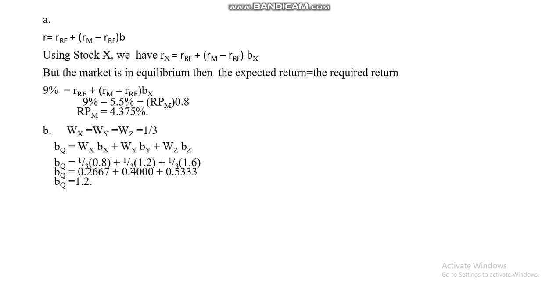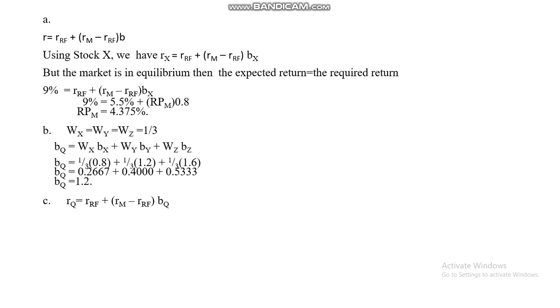In Part C, the question is, what is the expected return of fund Q? The formula of the required rate of return applied on the stocks is also used to calculate the required rate of return on a portfolio. So we can write the required rate of return of portfolio Q equals the risk-free rate plus the market risk premium, RM minus RF, times beta Q.